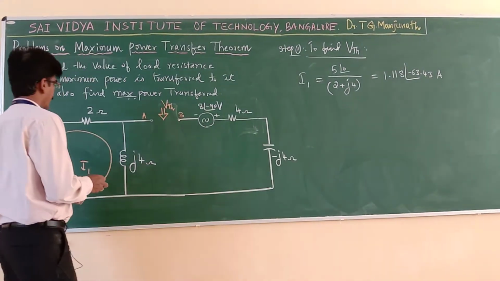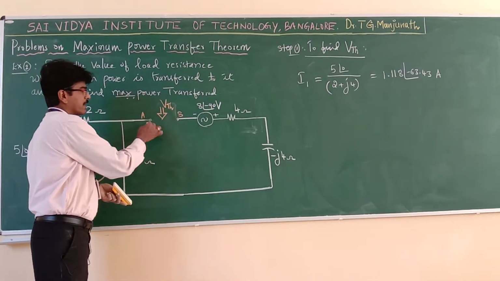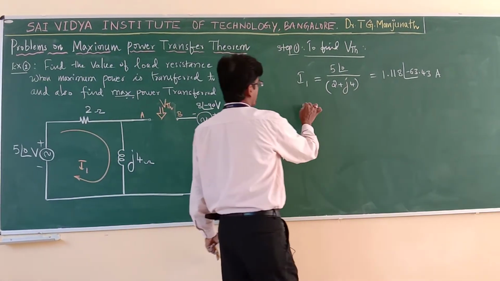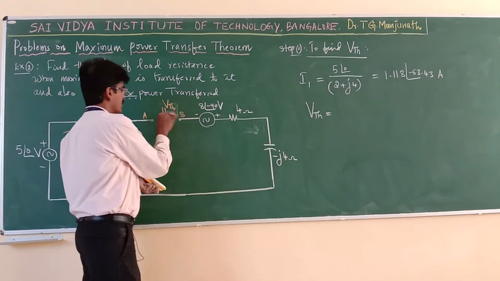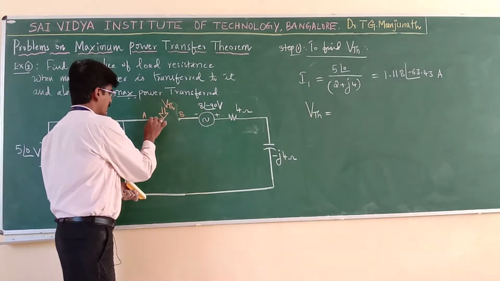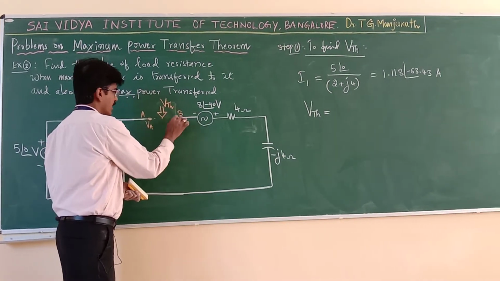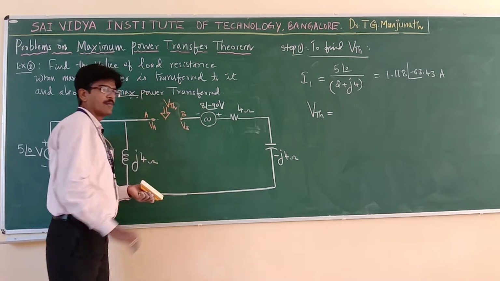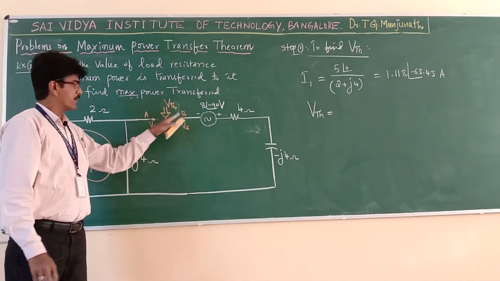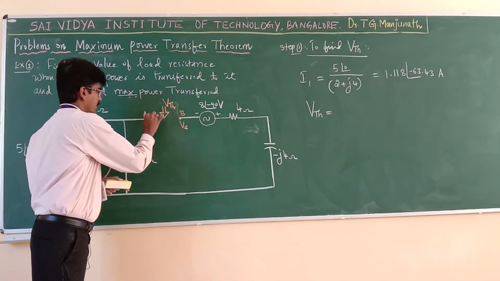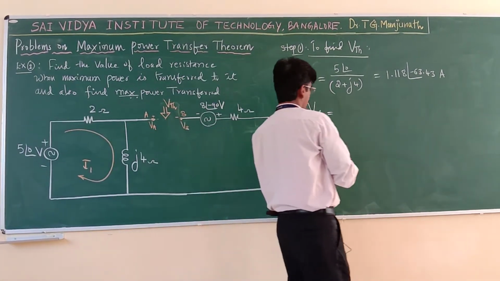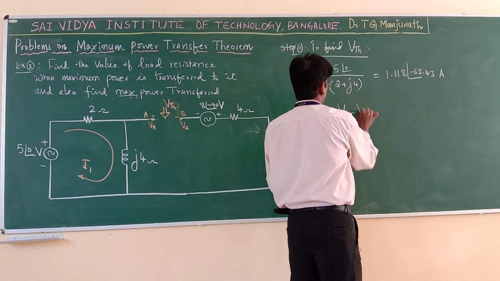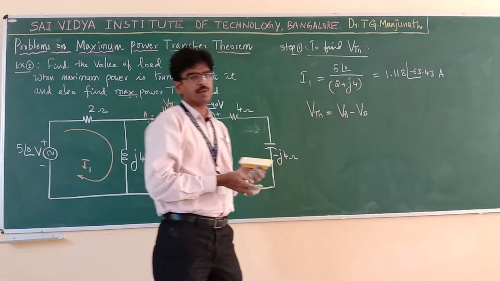Once you get I1, my intention is to find V Thevenin here. So, what is V Thevenin? V Thevenin is the potential between these two points. Let us take this potential as VA and this potential as VB, and the potential difference between these two. If I take this as positive and this as negative, VA minus VB gives V Thevenin. That is, VA minus VB is your V Thevenin.